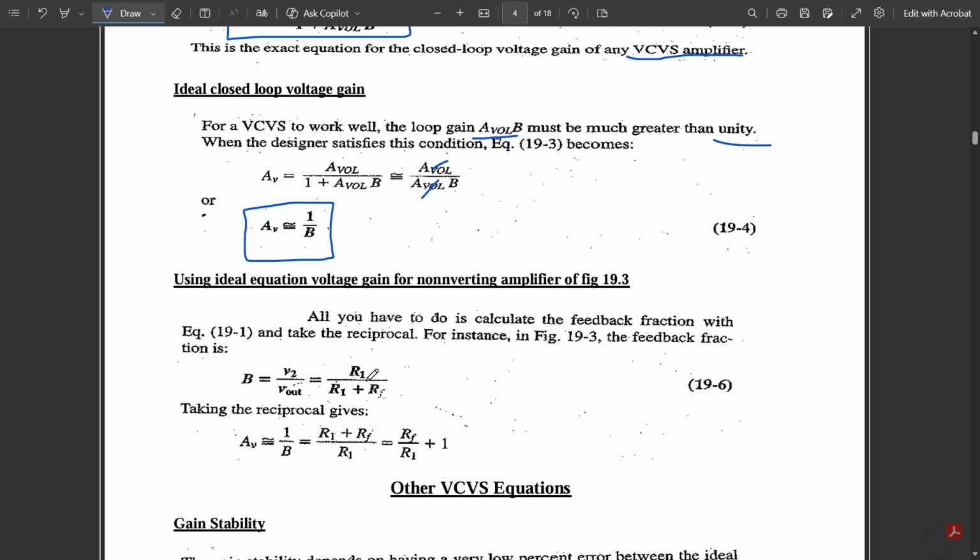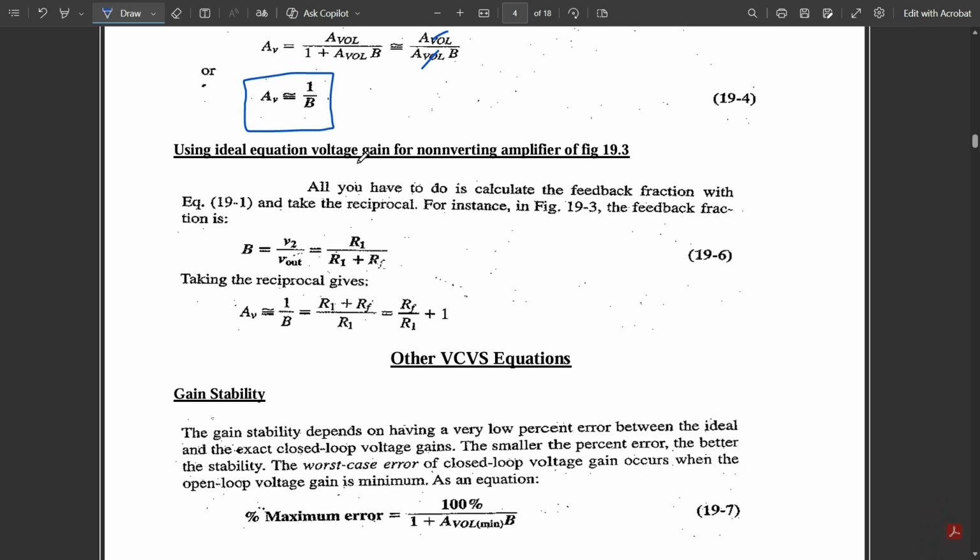Now, using the ideal equation for voltage gain of a non-inverting amplifier, what do you get? You see here, beta is equal to V2 by V out, that is R1 divided by R1 plus RF. If you take the reciprocal, AV is equal to 1 by beta, that is R1 plus RF divided by R1. Before taking the LCM, it would be RF by R1 plus 1. So this is the ideal closed loop voltage gain after substituting the value of beta.